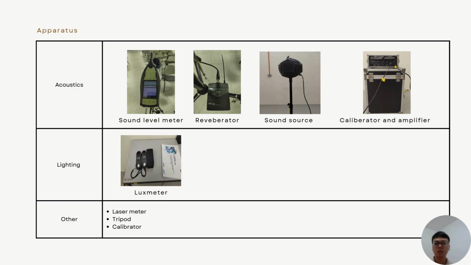These are the apparatus we used to record the reverberation time, background noise, and also the illuminance level. For acoustics, we used a sound level meter, reverberator, sound source, calibrator, and amplifier. For lighting, we used the lux meter, a laser meter, tripod, and calibrator. We borrowed these apparatus from the acoustic lab in FCAP.